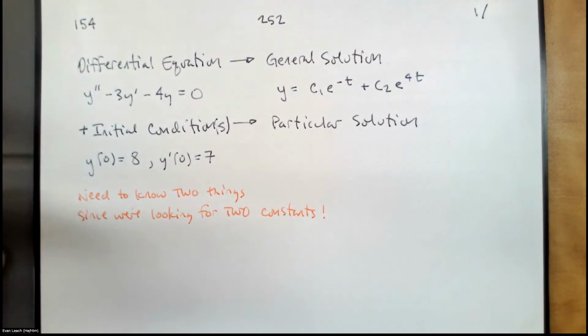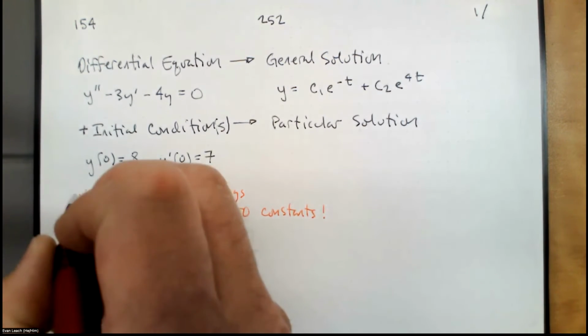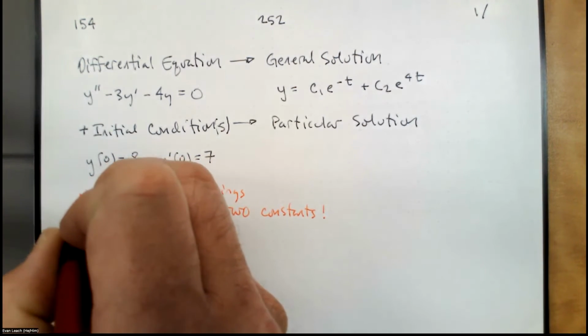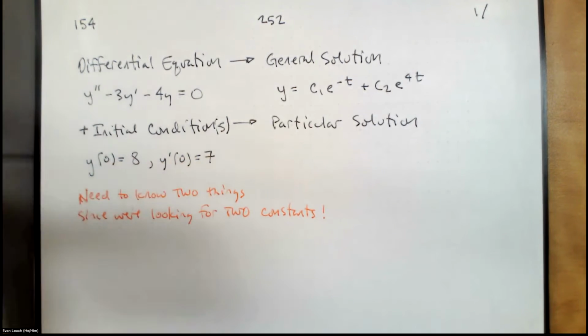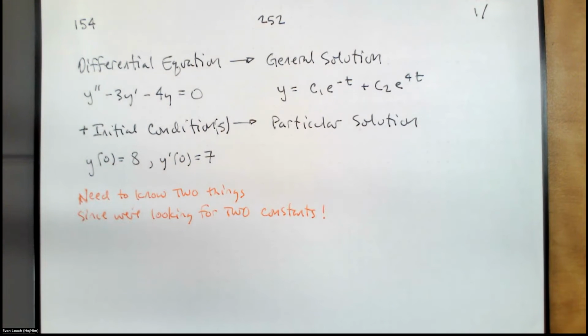And since we're looking for 2 constants, we need to know 2 things. Just like when we're solving systems of equations, if we want to come down to one solution, if there are 3 variables, we need 3 equations. If there are 4 variables, we would need 4 equations. Unless we're just solving for some relationship between our variables. We're just trying to simplify the description of the relationship between the variables.